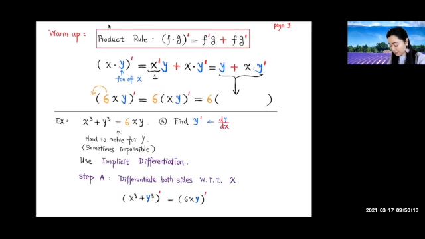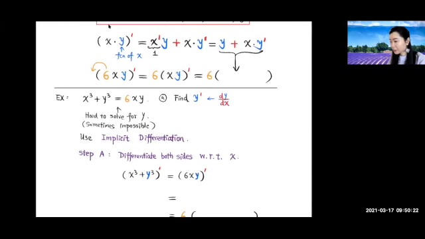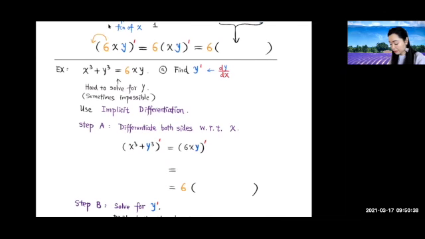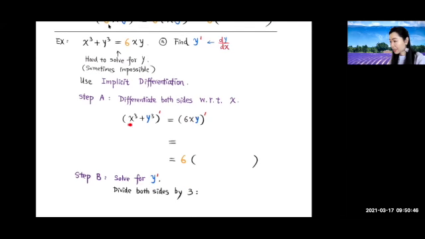Now we have x cubed plus y cubed equals 6xy. So we're trying to find y prime. Now this is y to the third power. This function here has degree 3, so it is hard to solve for y, and sometimes maybe impossible. So we want to find y prime using implicit differentiation. The first step will differentiate both sides of this equation with respect to x. Let's see what we get.